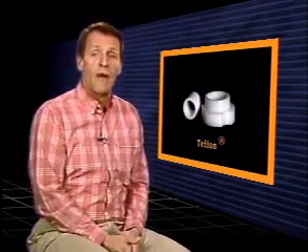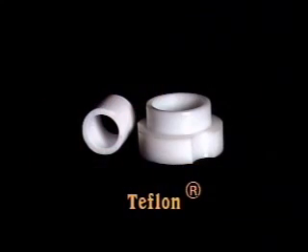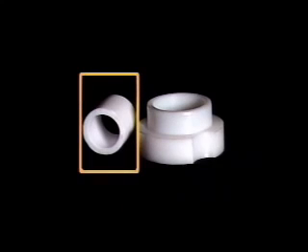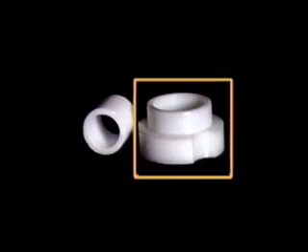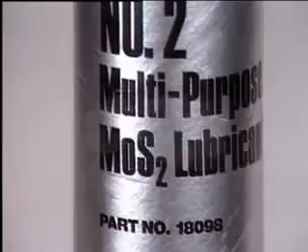Tetrafluoroethylene is a solid lubricant that's a slippery plastic material. You've probably heard it called by its trade name, Teflon. Teflon can be formed into different shapes. For example, this is a simple sleeve bearing made of Teflon. And this is a Teflon sleeve bearing with a thrust face.